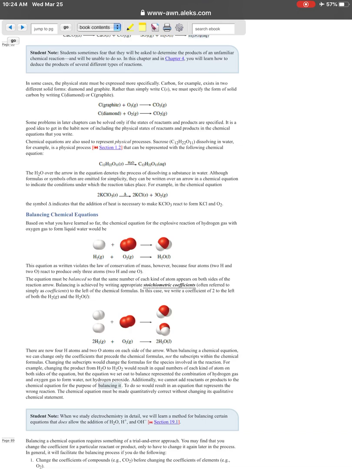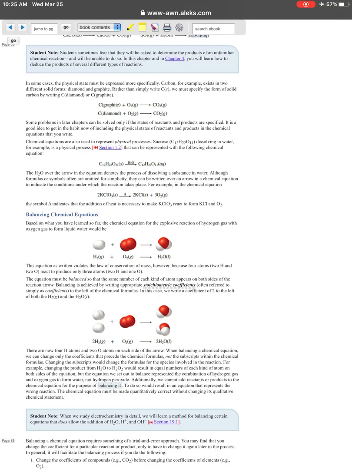Chemical equations are also used to represent physical processes. Sucrose, C12H22O11, dissolving in water, for example, is a physical process, section 1.2, that can be represented by the following chemical equation. C12H22O11(s), with H2O over the arrow, yields C12H22O11(aq). The H2O over the arrow in the equation denotes the process of dissolving a substance in water.